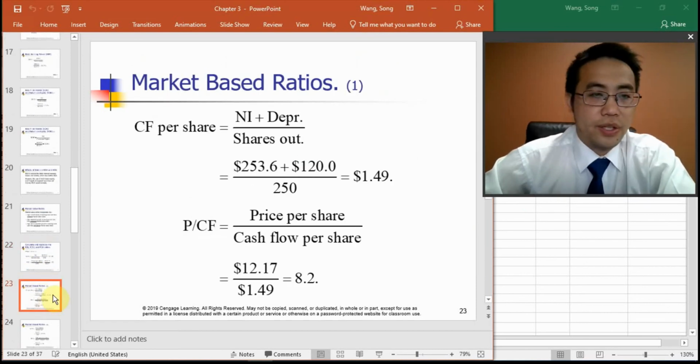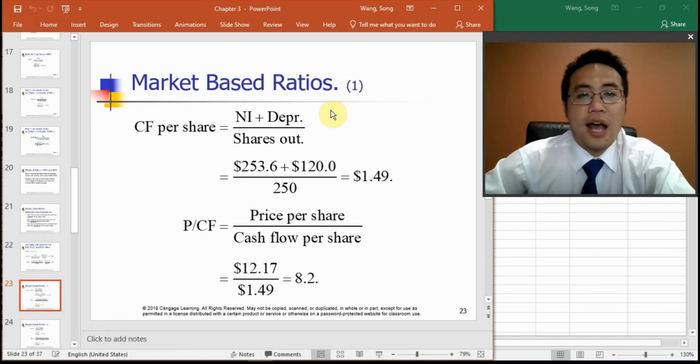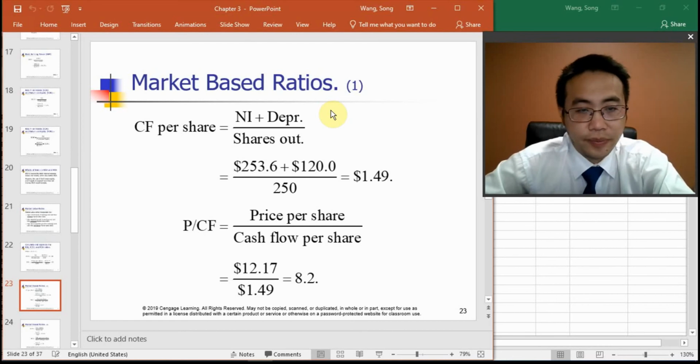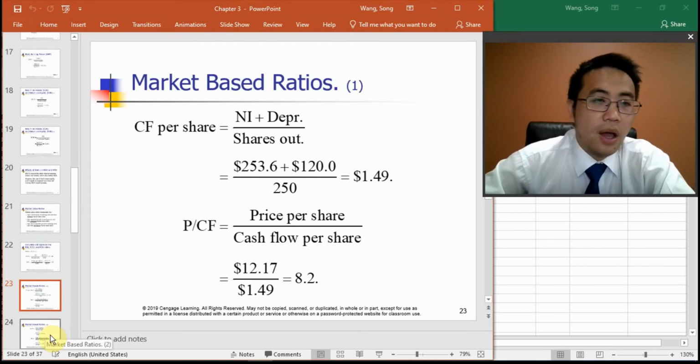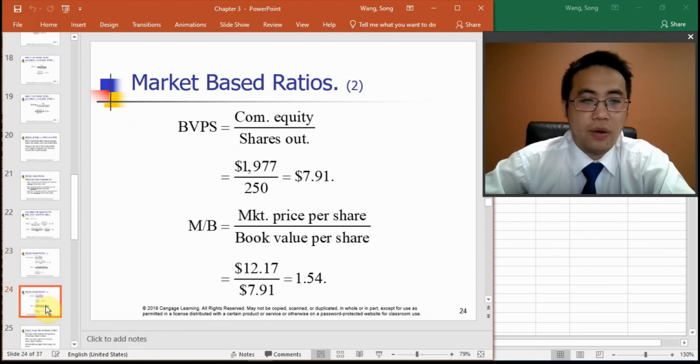Market-based ratios like the cash flow per share, where cash flow from the previous chapter is net income plus depreciation. I'm not going to go over each of these ratios because we know what they are used for, and when they come up with the formula, we are not surprised and we know how to calculate these ratios. But I do want you to know what this ratio is.